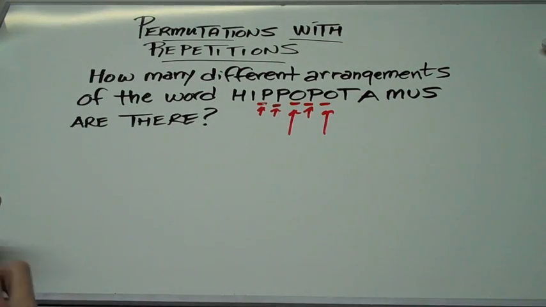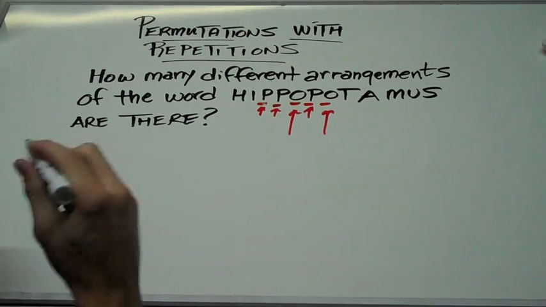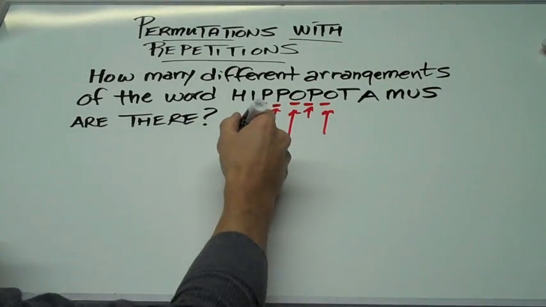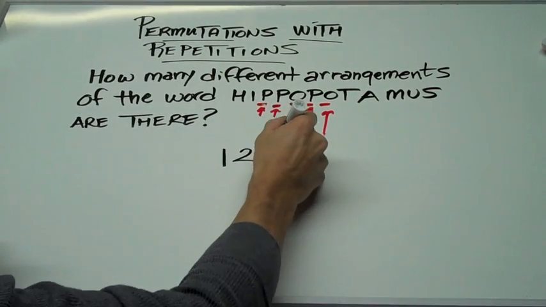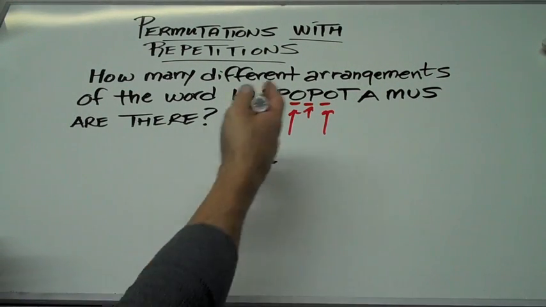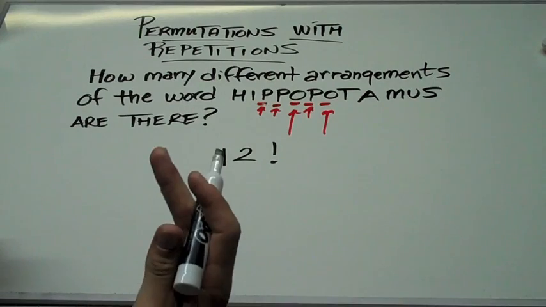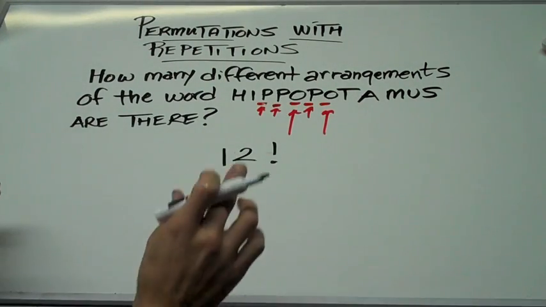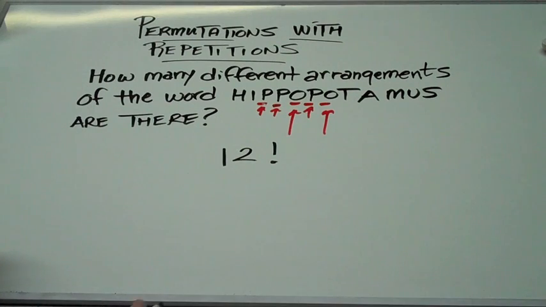The number of arrangements is going to be, as we saw in the formula, the total number of letters factorial. Well, we've got 12 letters in hippopotamus, so 12 factorial. That's the total possibilities for the ways to arrange the 12 letters of hippopotamus. But our number of arrangements is going to be less, because if we switch the O's, we still have the same word. If we switch any of the 3 P's, we have the same word.